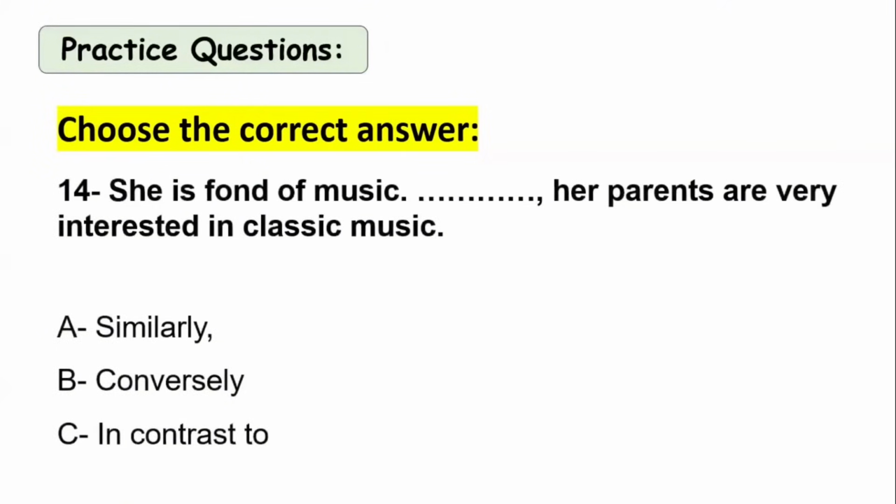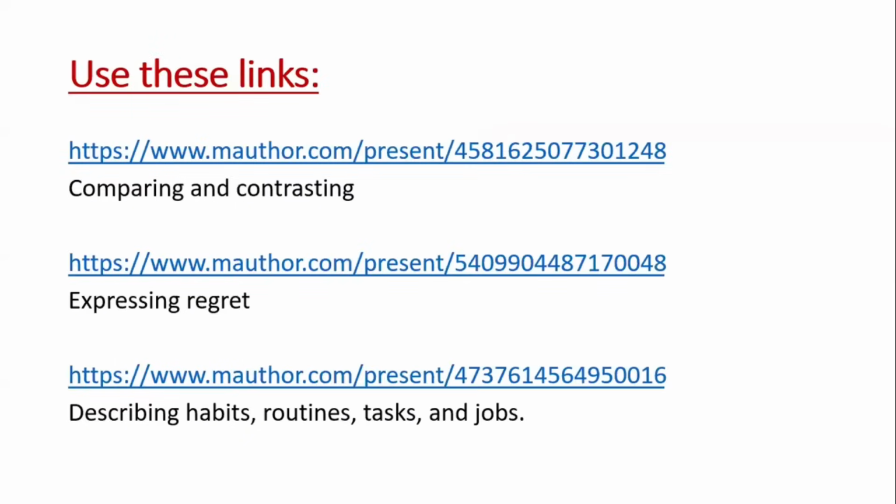She is fond of music. Her parents are very interested in classic music. So I can see here I have similar or different things. I have similarly for similarities بشكل مشابه. Conversely for differences على النقيض من ذلك أو على العكس, in contrast to the same meaning. So of course similarly يعني بشكل مشابه because they both like music, so we have a similarity here. This is the end of it.